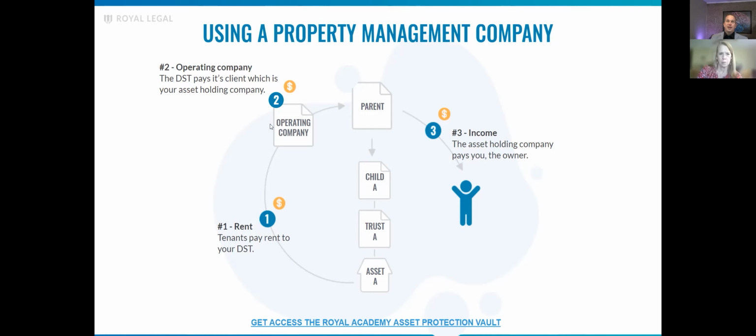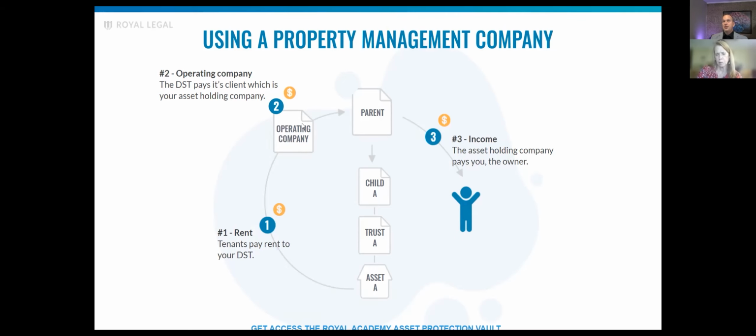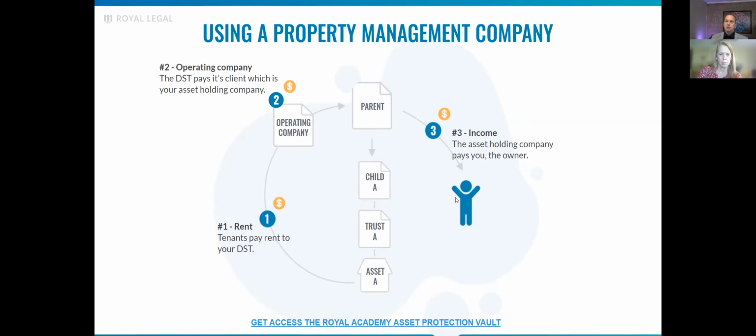So rents will then get paid to your operating company. Your operating company then pays out to your parent for the long-term cash holding inside of the parent entity of the DST. And then ultimately that money is paid out to you as a distribution or a dividend from the Delaware Statutory Trust. That's the nuts and bolts of how it all works together.